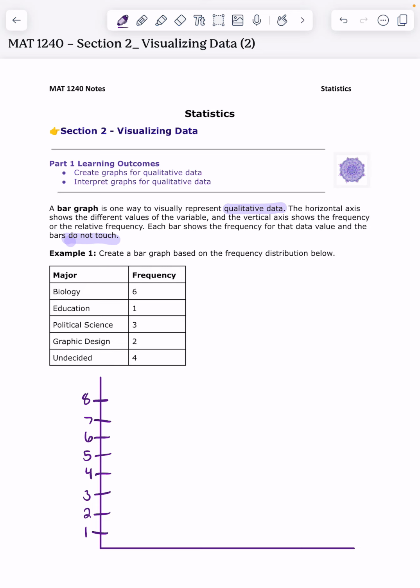And then we need to have a biology, education, poli-sci, political science, graphic design, GD, and undecided. Those are the 5 categories that we have. So for biology, it goes up to 6. So I'm going to draw a rectangle that goes as high as 6.